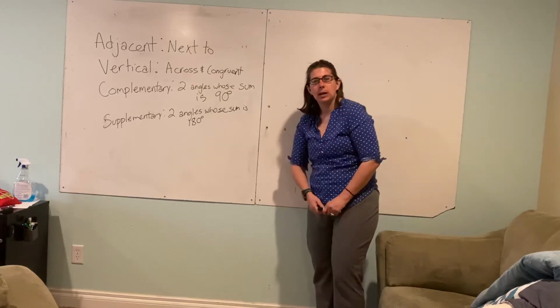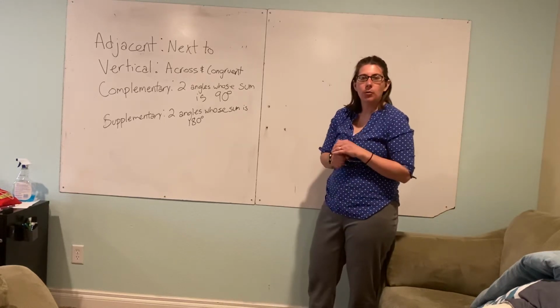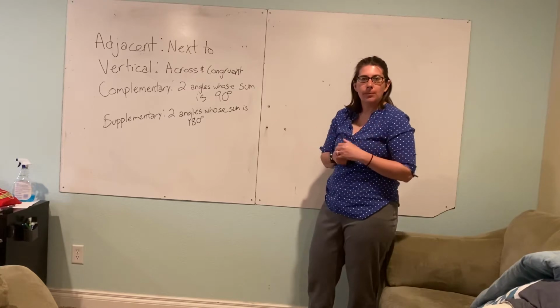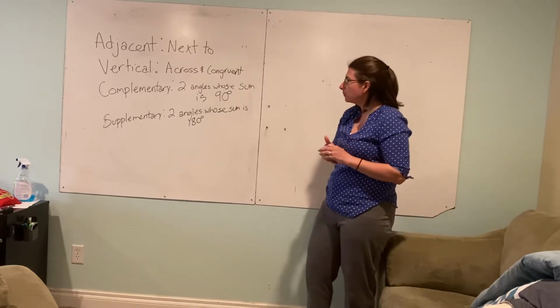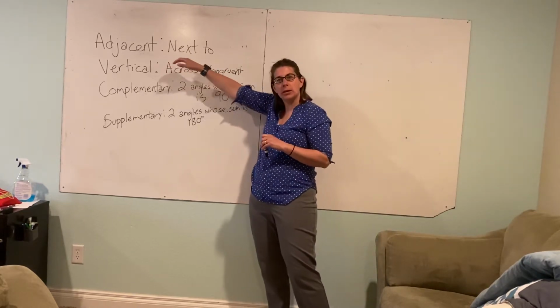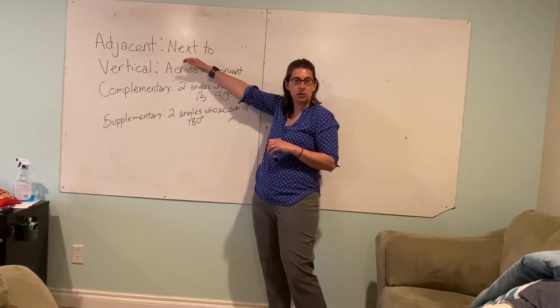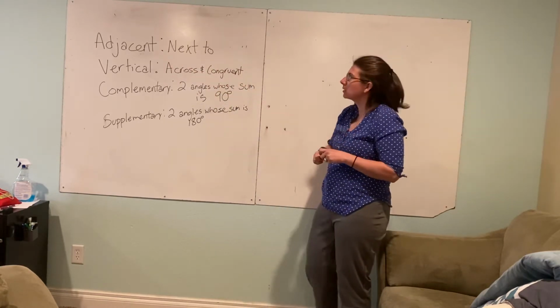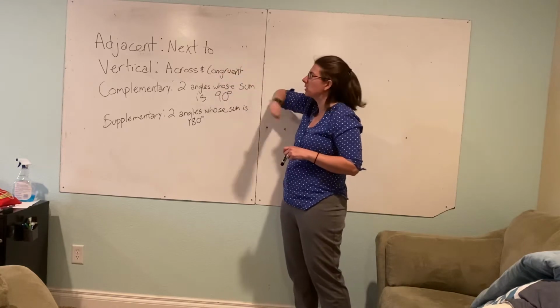All right, last week I had you guys watch a video that had some angle vocabulary in it. Today I'm going to review that real quick and give you the next step. So, adjacent angles are angles that are next to each other that share a common side and a common vertex. Okay, this appears like the shortened definitions here.